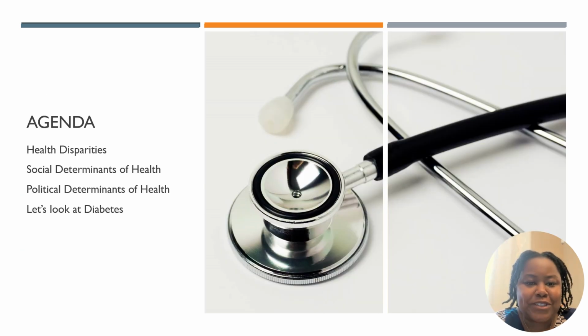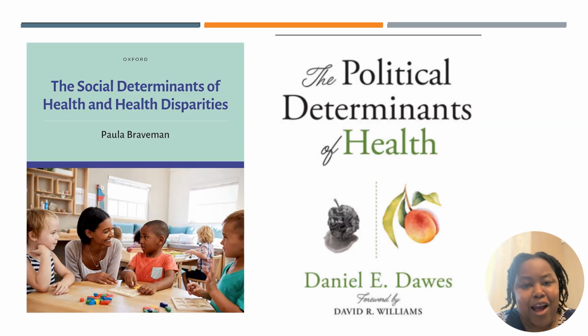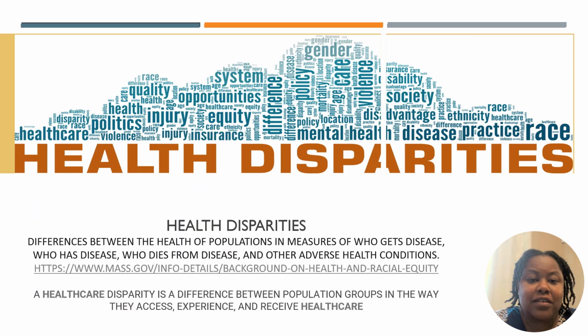Today, we're going to go over some key definitions and then we're going to put it all together in an example. I wanted to point out that these are the two main books that I'll be using throughout the course. First is The Social Determinants of Health and Health Disparities by Paula Braveman, and the second is The Political Determinants of Health by Daniel E. Dawes.